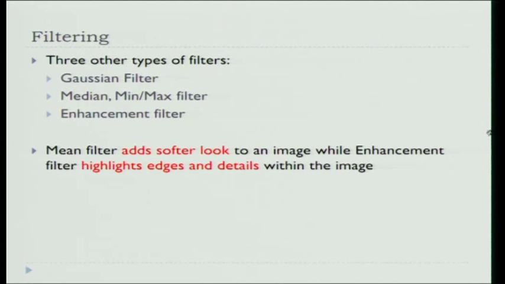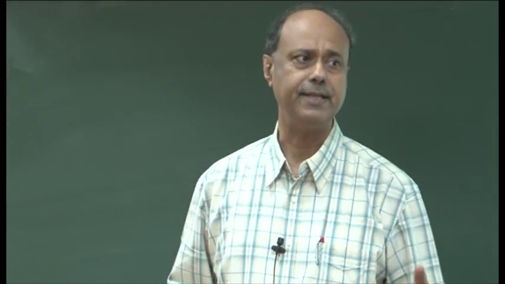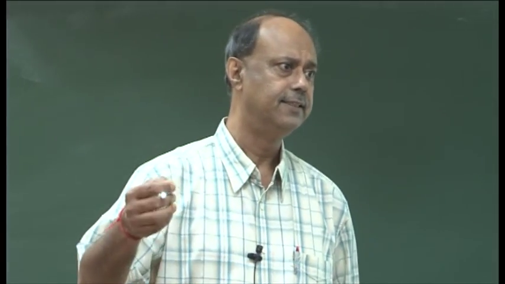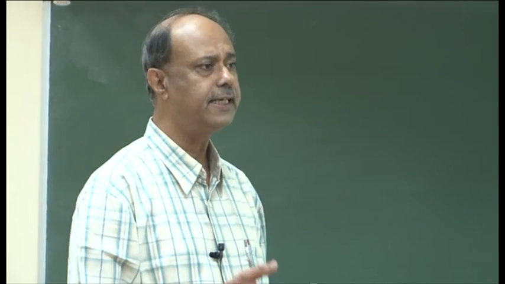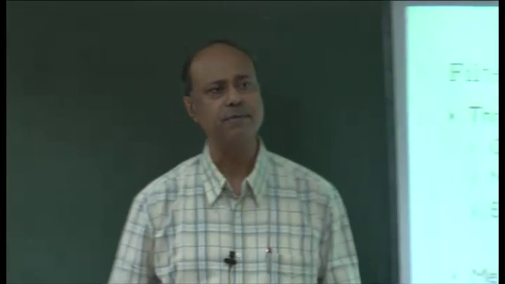You observe that the mean filter will give you a softer look, because you are replacing the central pixel value by the average value. So, it will suppress some of the details, give you a softer look, and it will blur the image. Whereas, we will show that an enhancement filter will sharpen the image, it will give a better look on the edges, right. If a sharp edge exists, it will be visible through the enhancement filter.